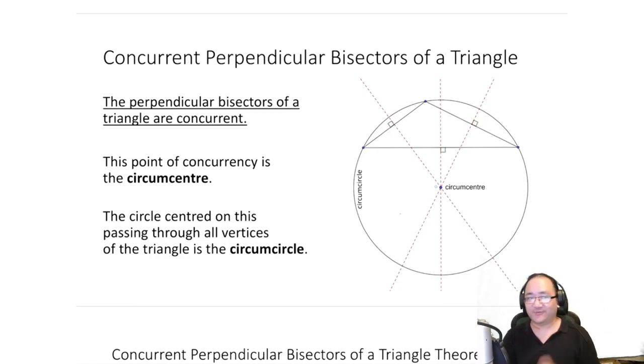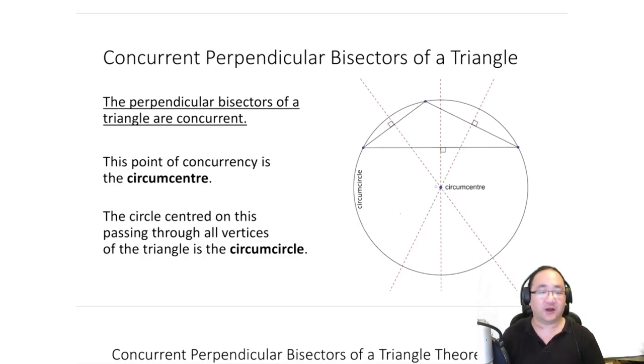Alright folks, welcome to the concurrent perpendicular bisectors of a triangle theorem, which is already going to be a bit of a mouthful. The theorem states that the perpendicular bisectors of a triangle are concurrent. So if we draw a triangle and draw the perpendicular bisectors, it turns out they are concurrent. And where they meet, if you draw a circle around the triangle, is the actual center, which we call the circumcircle.